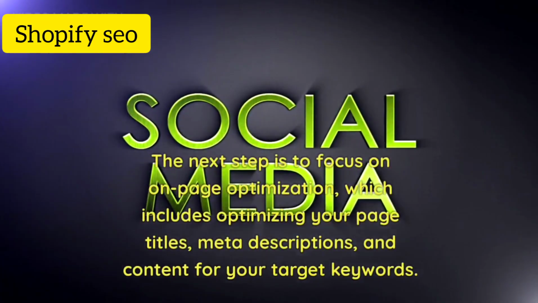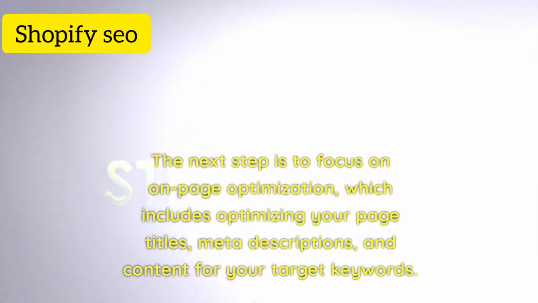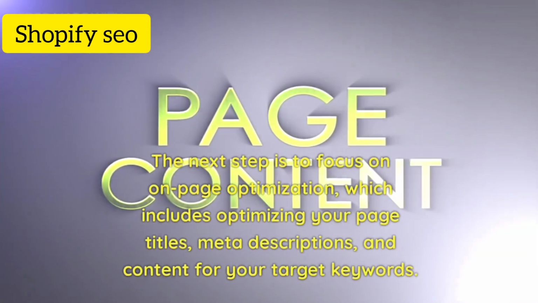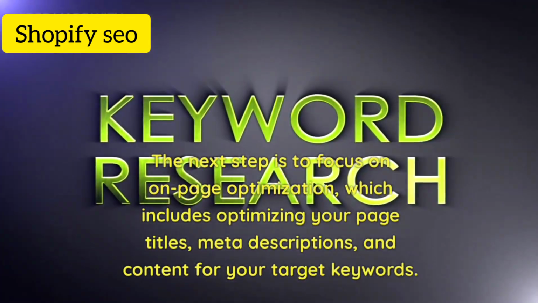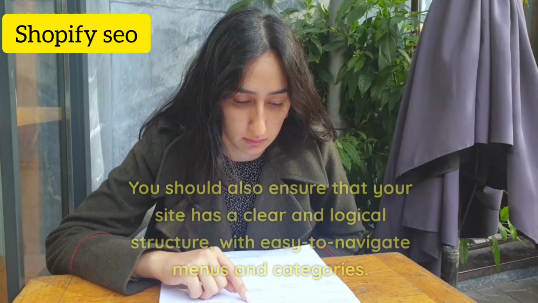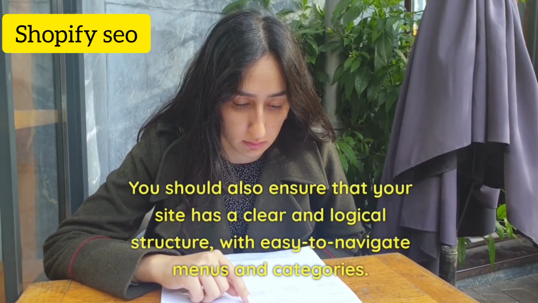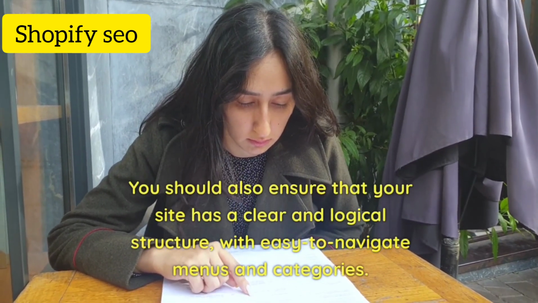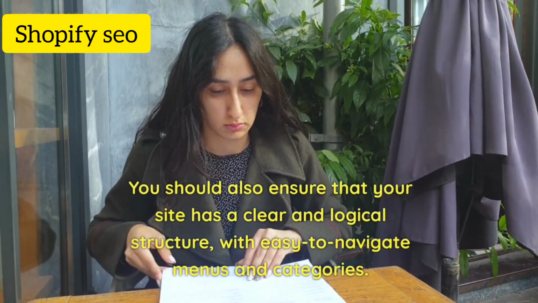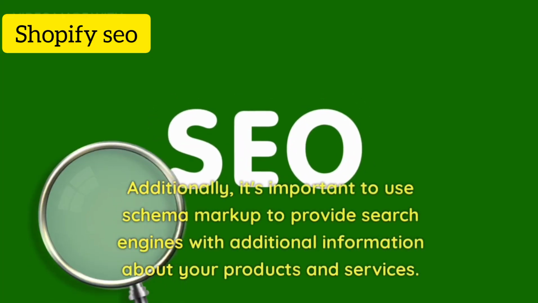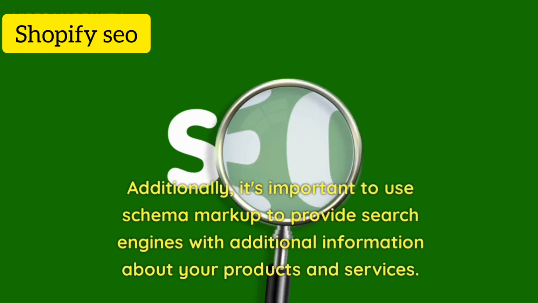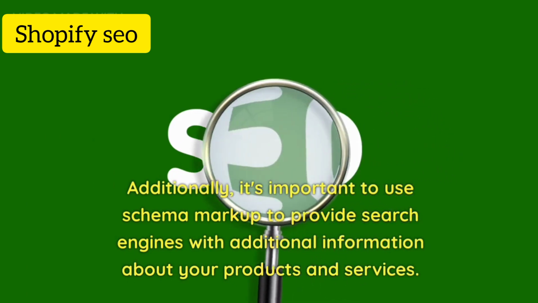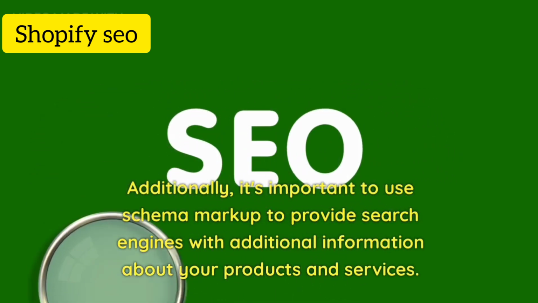The next step is to focus on on-page optimization, which includes optimizing your page titles, meta descriptions, and content for your target keywords. You should also ensure that your site has a clear and logical structure, with easy-to-navigate menus and categories. Additionally, it's important to use schema markup to provide search engines with additional information about your products and services.